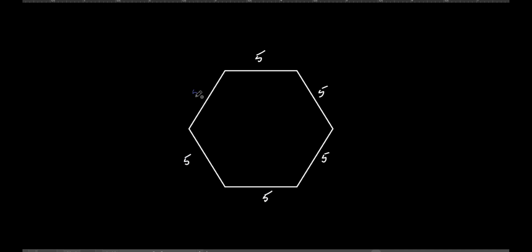You could add them all up. Go 5 plus 5 plus 5 plus 5 plus 5 plus 5. You could do that. But they're all the same, right? So what's a quicker, easier way to do it? You just multiply 5 times what? 6. Why 6? Because there's 6 sides. That's right. So 5 times 6, and that would be what? 30. So you would say the perimeter is equal to 30.